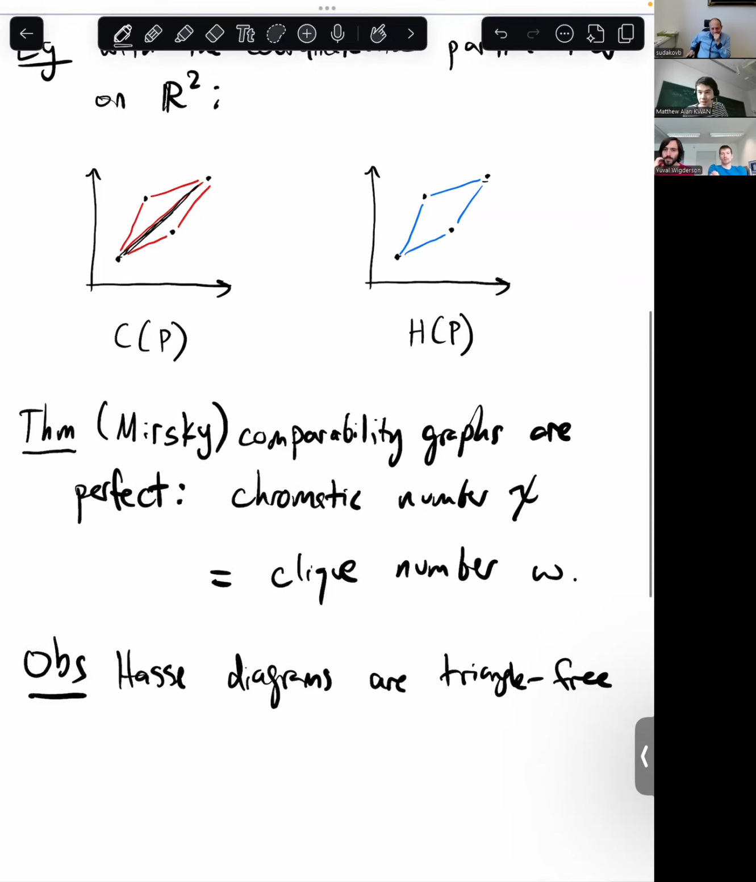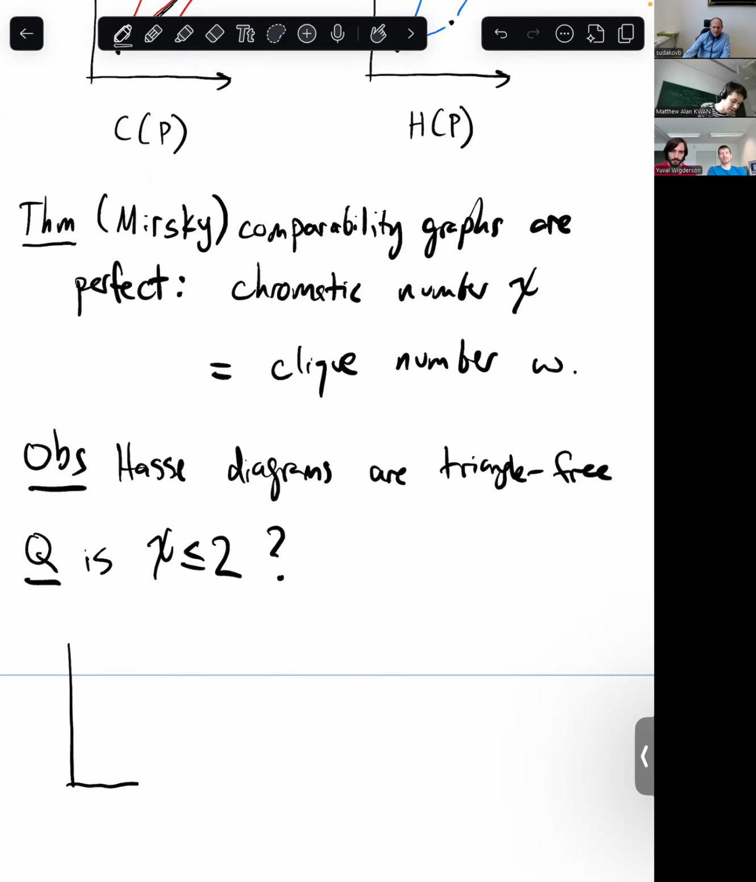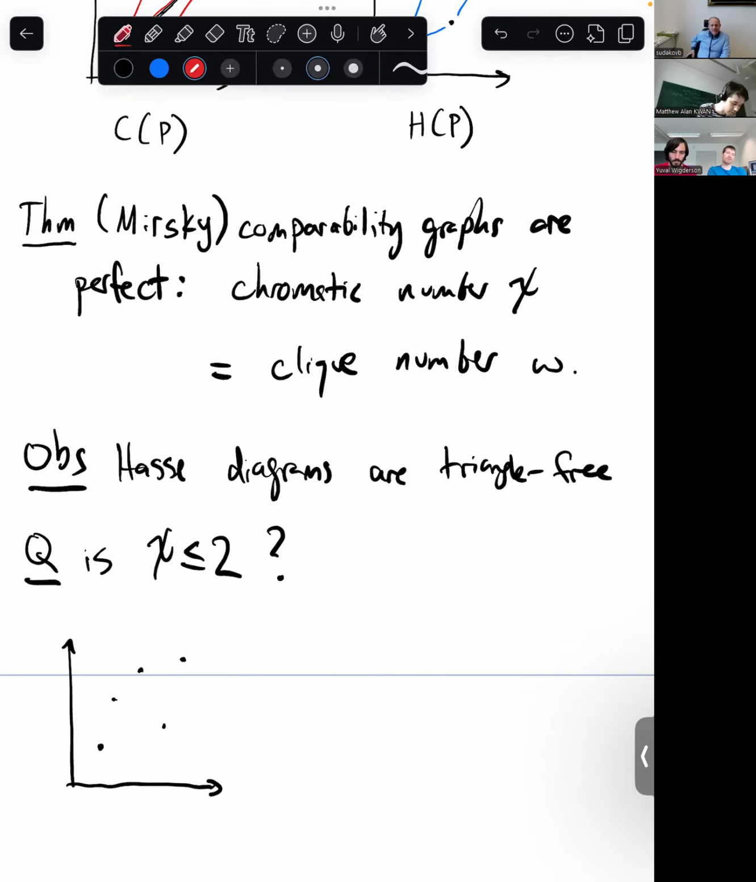Anyway, if Hasse diagrams were going to be perfect, that would be tantamount to the claim that the chromatic number is at most 2. So the only way that Hasse diagrams could be perfect would be if they're always bipartite. And that's not true. So here's a picture, again using the coordinate-wise partial order on the plane. If I consider this set of points, hopefully I draw it correctly, then the edges of the Hasse diagram, you can check, are these ones. All other comparability relations are not minimal. That's a 5-cycle. It's not bipartite. So it is not true that Hasse diagrams are perfect.